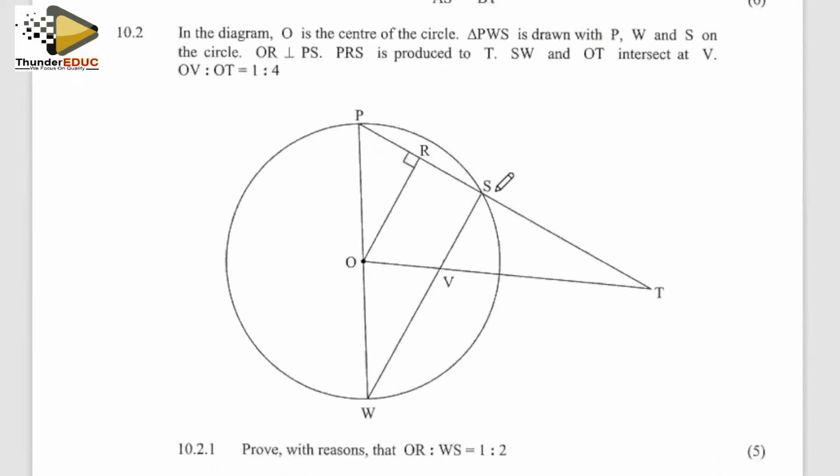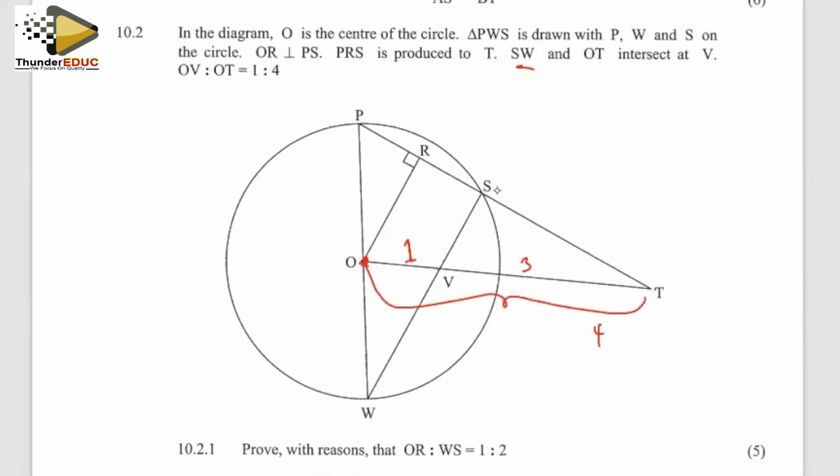Then 10.2. In the diagram, O is the center of the circle. PWS is drawn with P, W, S on the circle. OR is perpendicular to PS, is produced to T. SW and OT intersect at V. Okay, and OT, that's 4, which means that's a 3. Can we prove with reasons why the ratio of OR to WS is 1:2?